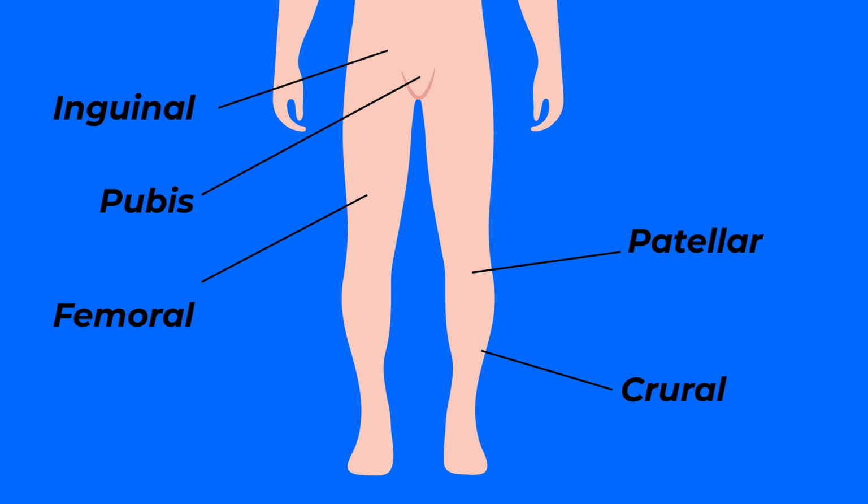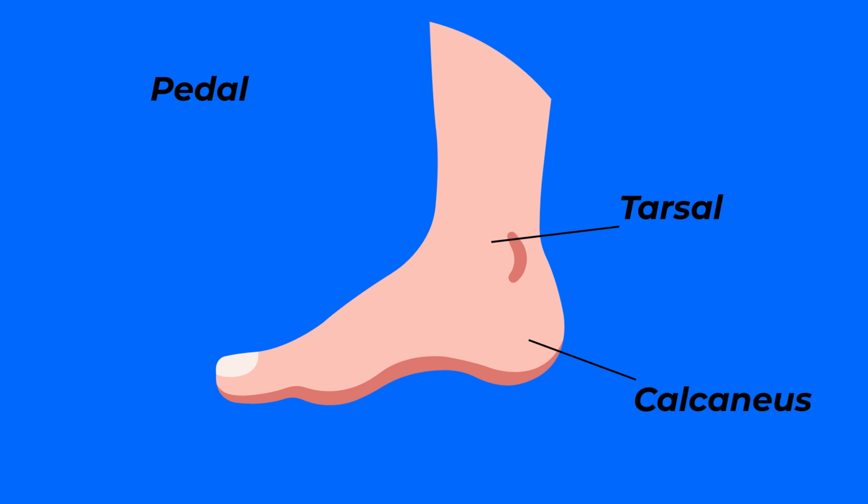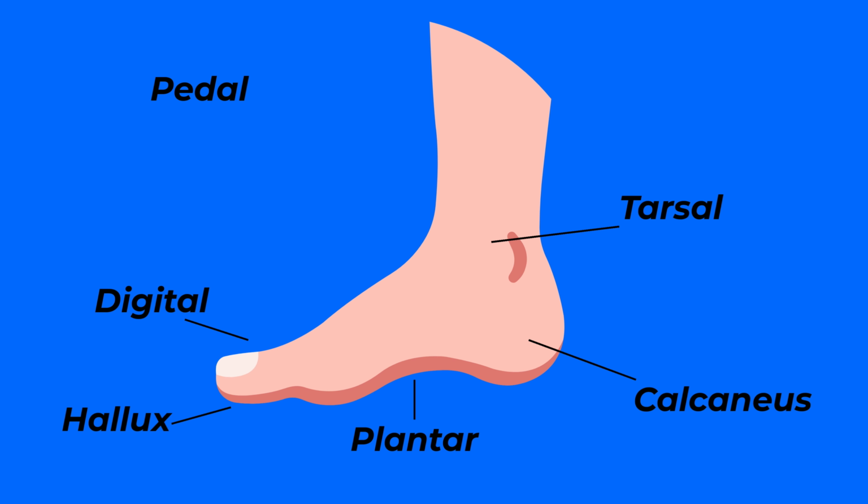And then let's take a look at the foot itself. Foot is going to be referred to as the pedal region. Tarsal, referring to the ankle. Calcaneus, referring to the heel. Plantar, referring to the sole of the foot. Hallux, referring to the great toe. And then digital, once again, referring to the phalanges or the toes.